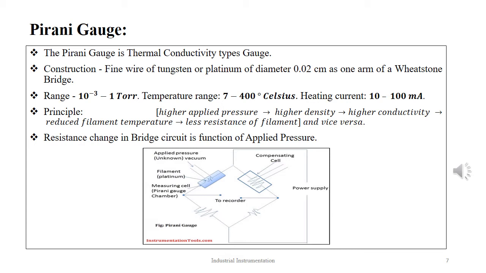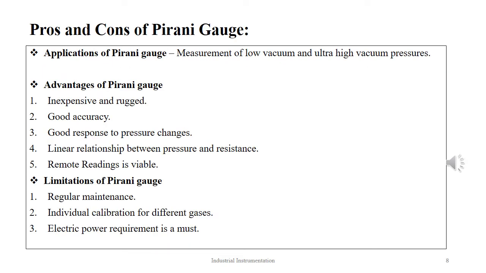The applied pressure is connected to the Pirani gauge chamber and the pressure changes the density of the medium, thereby changing its conductivity, eventually changing the filament's temperature. As the filament temperature is changed, the filament resistance also changes, causing the Wheatstone bridge to balance itself. This resistance change in the bridge circuit indicates the magnitude of the unknown pressure. The Pirani gauge is used to measure low vacuum and ultra-high vacuum pressures.